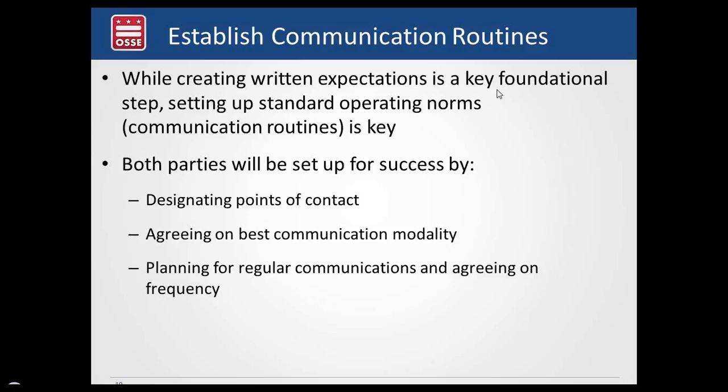Okay, good morning, everyone. This is Sharon Powell. And before we have a look at the sample MOA, I'd like to recommend as a first step in setting up the MOA to agree to some communication routines. So setting up a time and a place, perhaps monthly, bi-monthly, or quarterly meetings where you as the non-public can meet with the LEA to discuss the implementation of the MOA once it's created. In order for this to be successful, we recommend that points of contact for both parties be established. And again, here agreeing on the best communication model, as well as planning for regular communication and setting up the frequency.